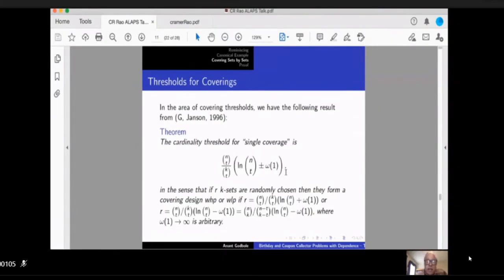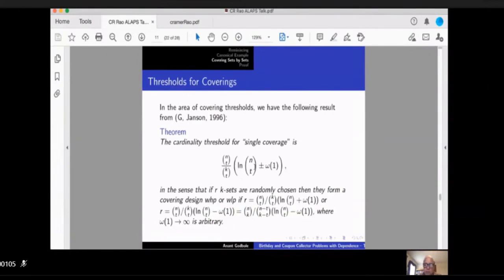And then for the covering result, what Svante Janssen and I got together and proved is that the cardinality threshold for single coverage is so much. So if you have n choose t over k choose t, which is n choose k over n minus t, k minus t, times log of n choose t. So the threshold number is a little bit larger than k choose t, plus or minus omega 1. Omega 1 is any function going to infinity.